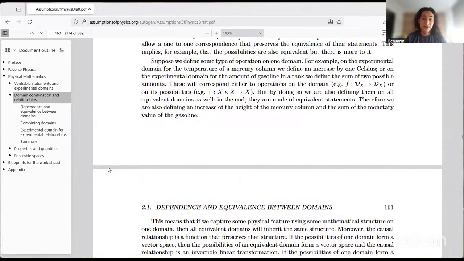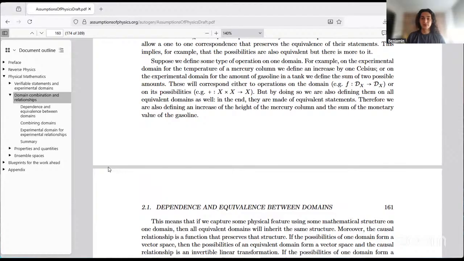Suppose we define some type of operation on one domain. For example, on the experimental domain for the temperature of a mercury column, we can define an increase by 1 Celsius. Or in the experimental domain for the amount of gasoline in a tank, we define the sum of two possible amounts. These will correspond either to operations on the domain, e.g. a function f from D sub X to D sub X, or on its possibilities, like a plus operation from X cross X into X.